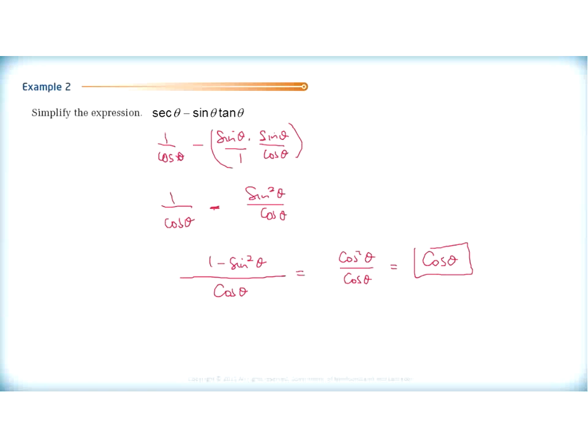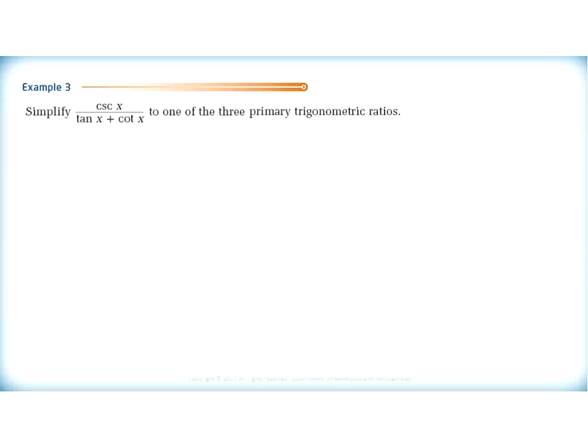A couple of things I had to do there. I wrote everything back in terms of sine and cosine, and I also had to recognize the identity 1 minus sine squared is equal to cosine squared. That was a very important part.